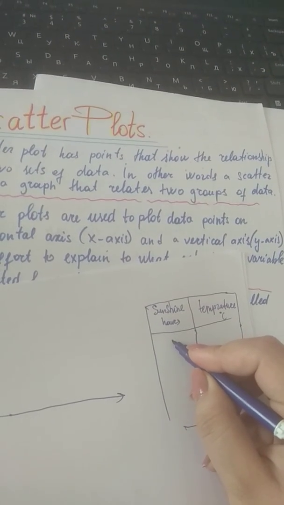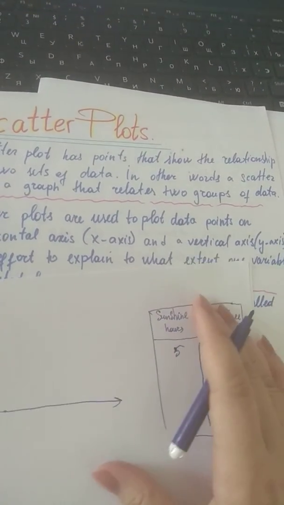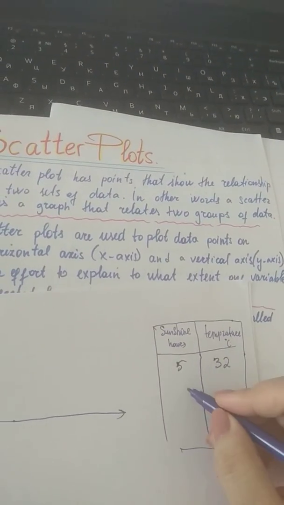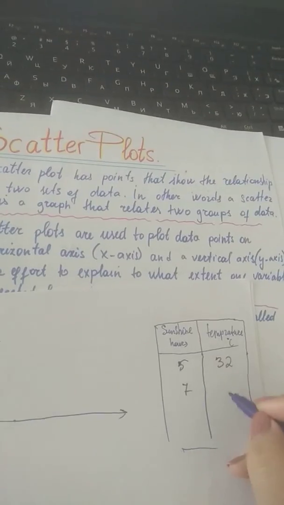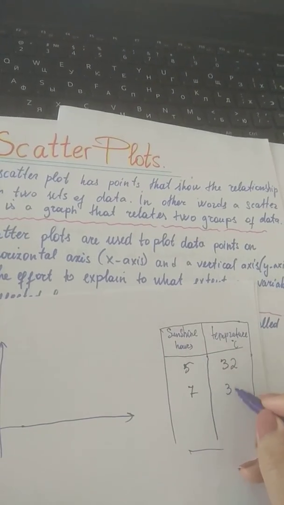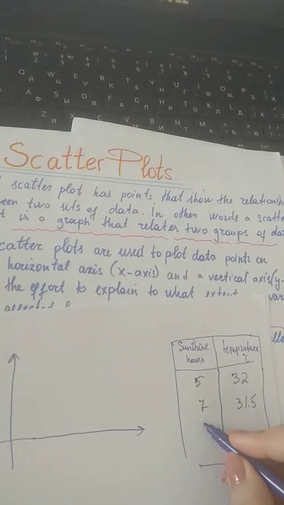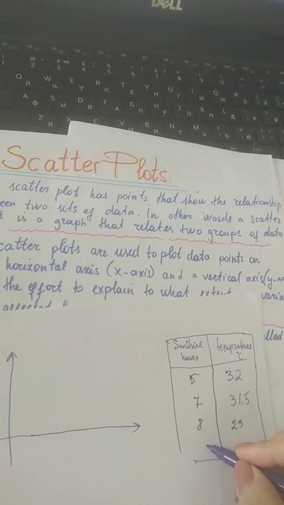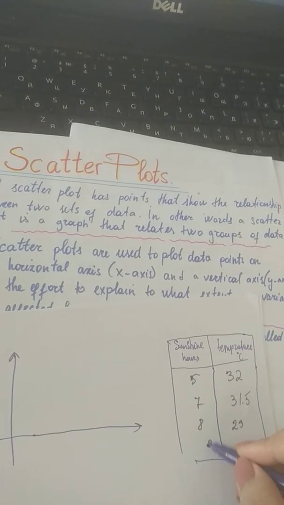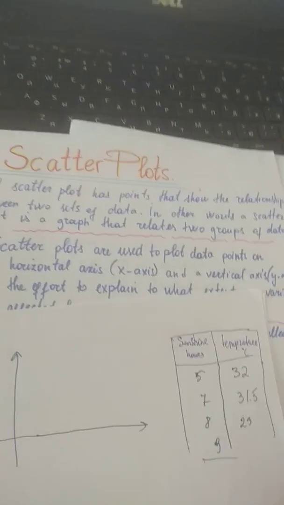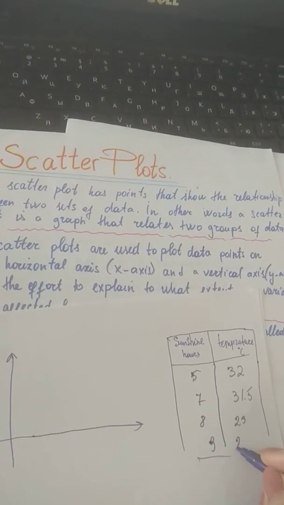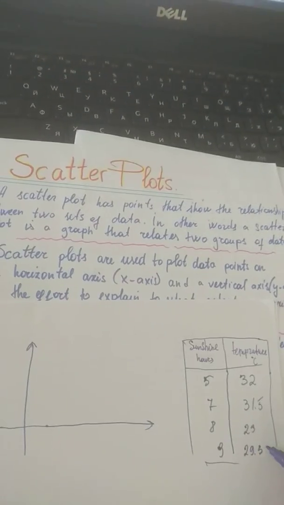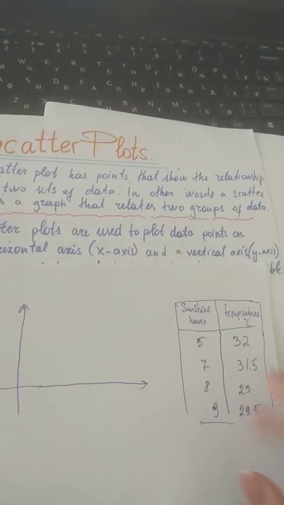If sunshine is 5 hours, the highest temperature is going to be 32 degrees Celsius. If it's 7, it's going to be, for example, 31.5. If it's 8, it's going to be 29. If it's 9, it's going to be 29.5. So guys, this is just approximate, what I wrote here.